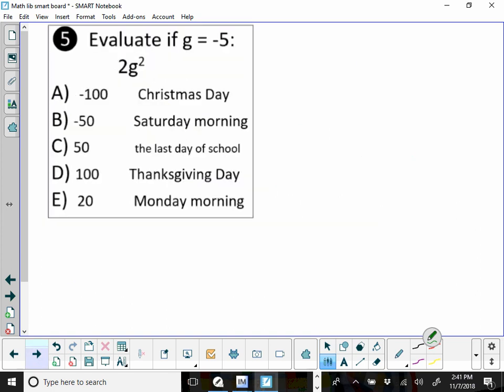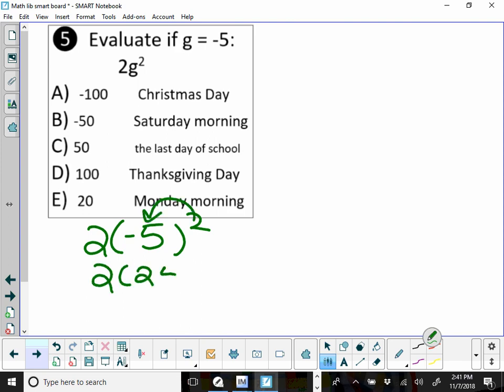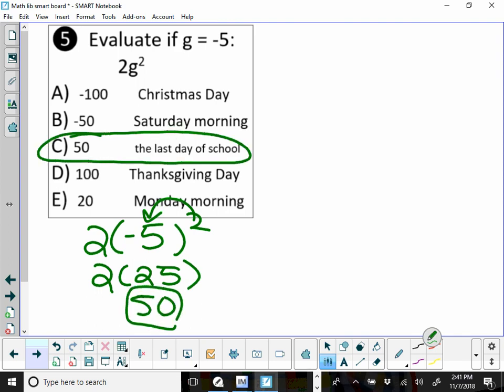Okay. All right, number 5, you're just plugging in here. So 2 times -5 squared. All right, a lot of y'all are still multiplying right here and making that -10 and then squaring it. But you need to do your exponents first. -5 squared is going to give me 25, and 2 times 25 is going to be 50, making it the last day of school. Remember, anytime you square a negative, y'all, that turns that positive, because I do remember seeing a lot of negative 50s on that.